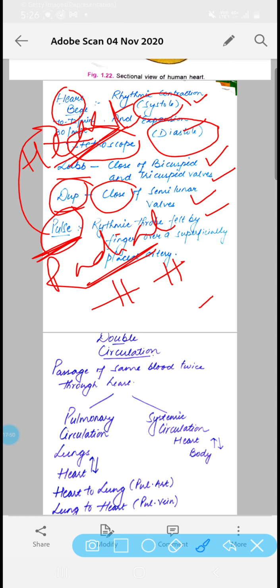Pulse rate is the same as that of the heartbeat. Their value is equal.